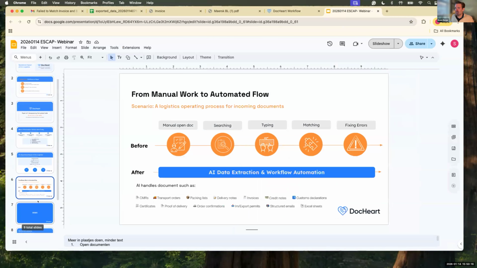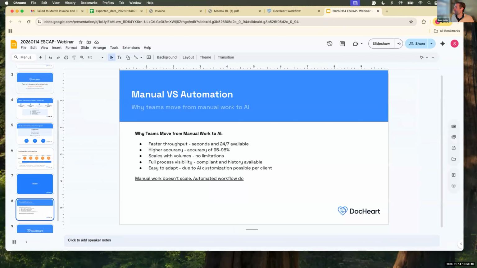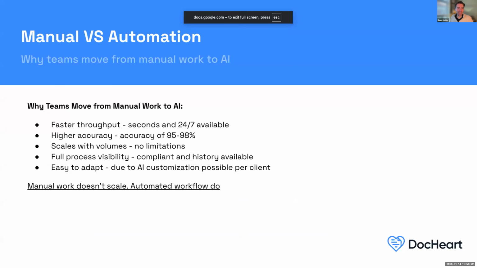Going back to the presentation and my last slide, where I just want to summarize a little bit. We are moving from a manual world to an automated world. And from Dockhart's perspective, teams are shifting from manual work to AI-driven processes. And why do they do that? Because it's faster, it's seconds, and it's available 24/7. You have way higher accuracy.